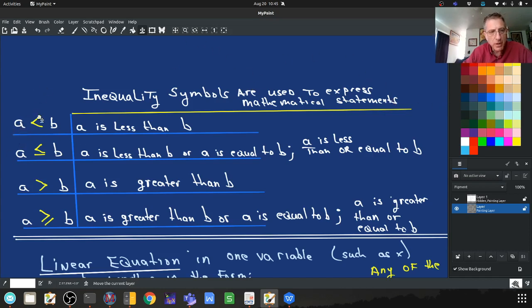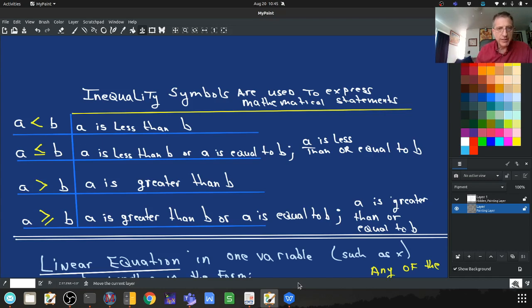So you've probably seen these before, but I'll go over them really quickly. This is read A is less than B. This is read A is less than or equal to B, and it means that A is less than B or A is equal to B. So it's two statements: either A is less than B or A is equal to B. A is greater than B. A is greater than or equal to B.